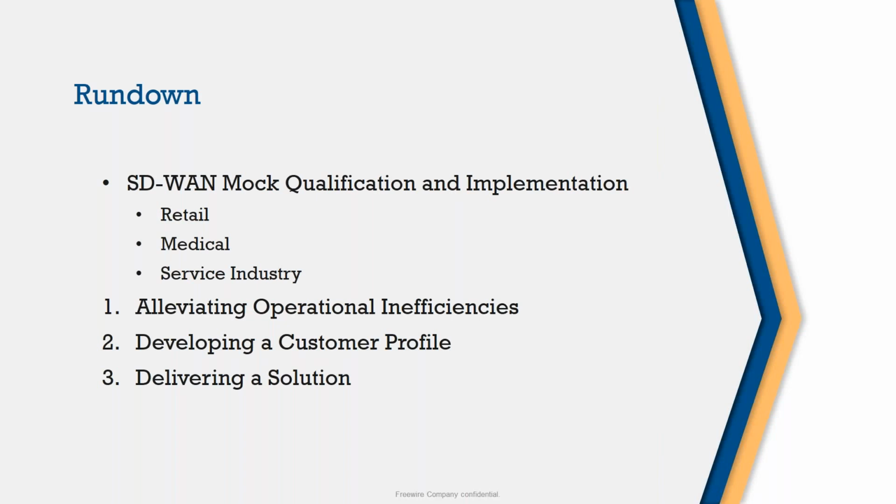So for this presentation, we're going to do a mock qualification and implementation of SD-WAN across 3 different use cases. Each one of these use cases is either going to reside in the retail industry, medical industry, or service industry, so we get a broad spectrum of the different networks that we have deployed to. We're going to address 3 points to these. 1, alleviating operational inefficiencies. This is going to come in the form of increasing ROI, having a positive impact to the budget, as well as alleviating the functional inefficiencies that are associated with standard conventional networking.